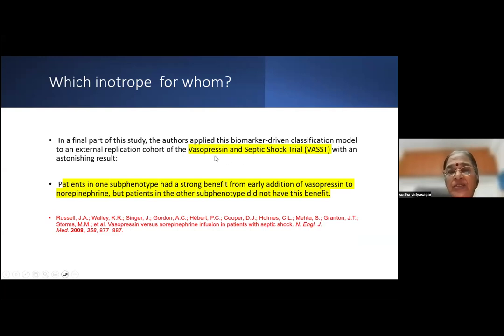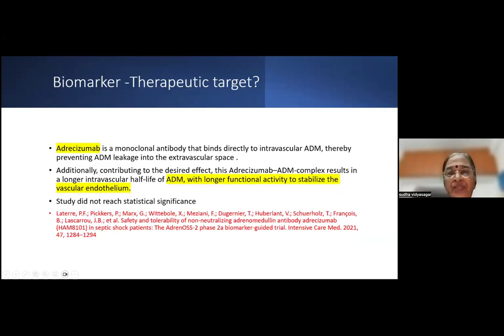A subgroup analysis was made using biomarkers, and they found that one subphenotype had a strong benefit to the use of vasopressin. So some people responded very well to vasopressin, some people did not. So this again is very exciting, because if you can predict in the ICU which patient is going to respond to vasopressin, that will help you to tailor the inotrope accordingly. So here we are using a biomarker as a means of identifying who will respond to what treatment.